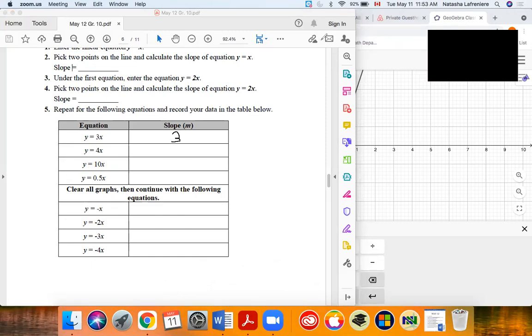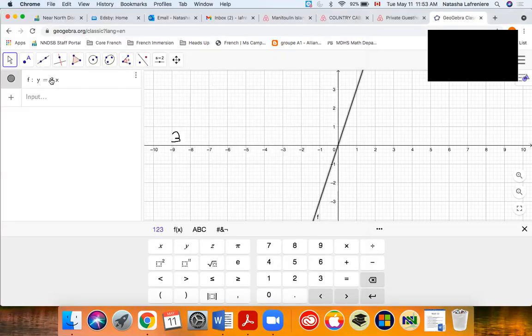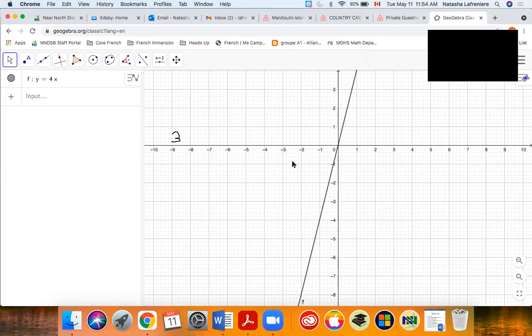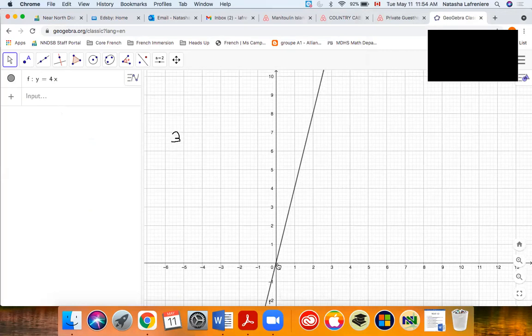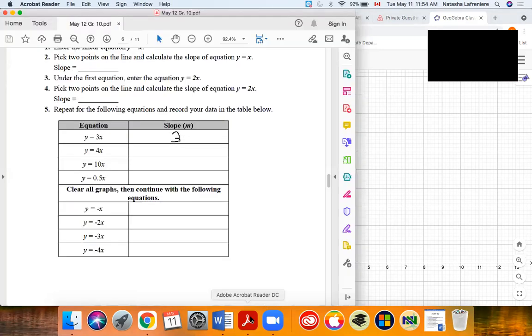We're going to go back to here. We're going to change it to 4. I know that my writing is going to be on the screen. That's the way it is. Okay, so if we have 4x, we're going to move this a little bit here. So we're going to go from 0 up to this point. So our rise is 1, 2, 3, 4, and our run is 1. So that means that our slope is going to be 4.